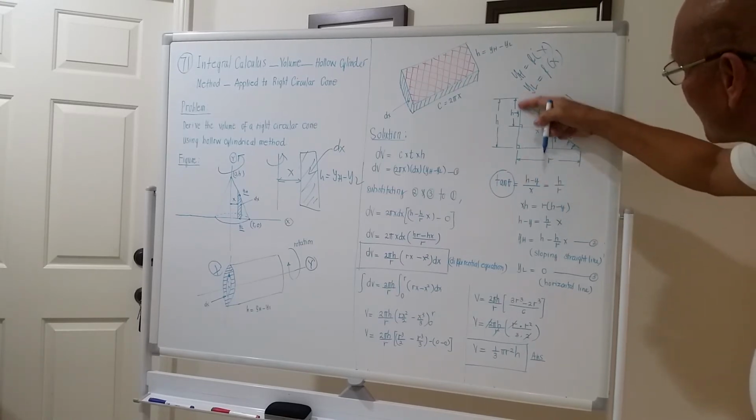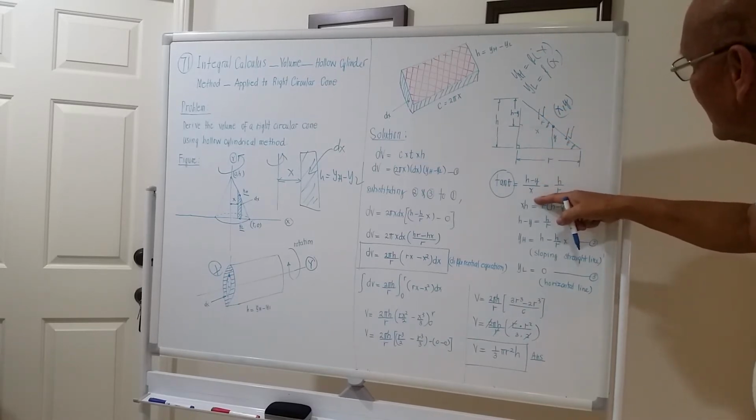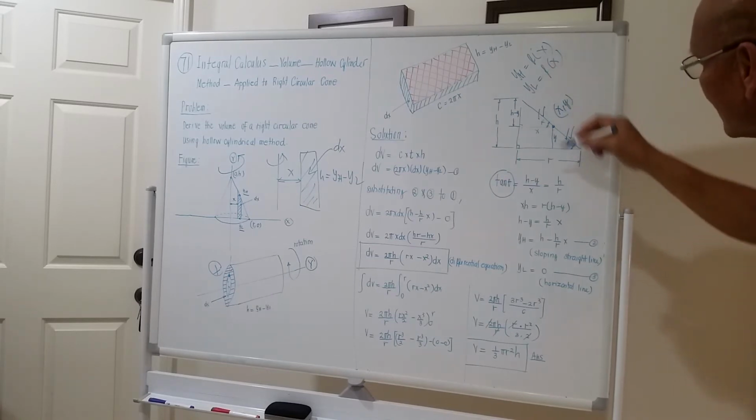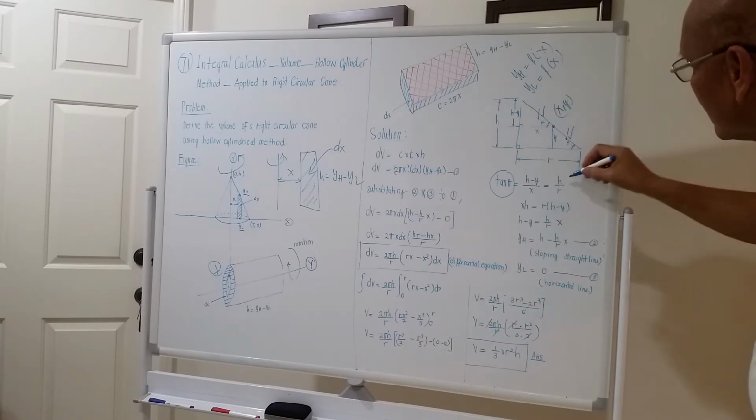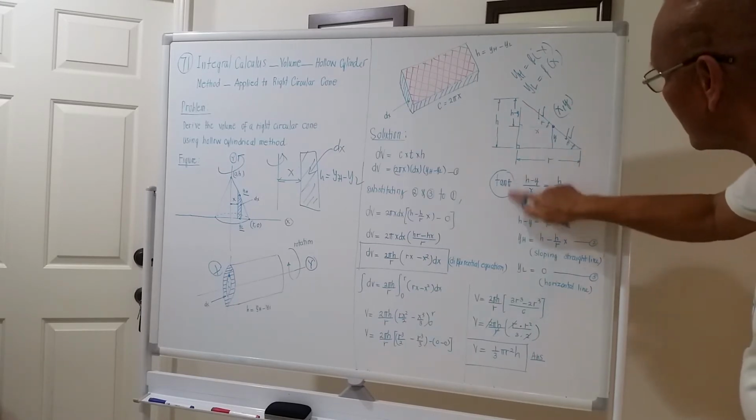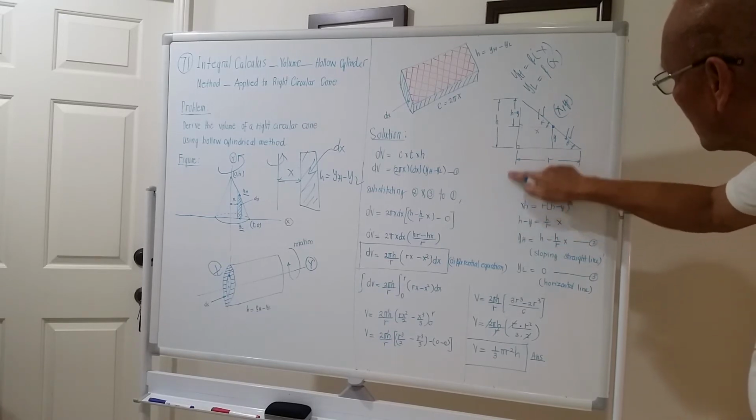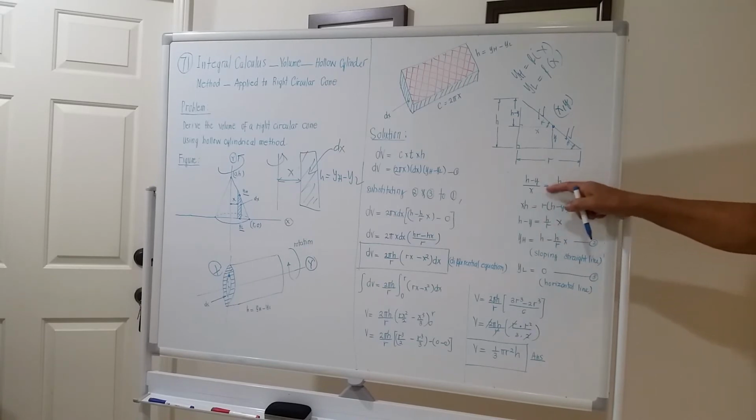Tangent of this is opposite over adjacent. It is h minus y over x. And taking the tangent of the lower theta by using the bigger right triangle, it should be h over r. This is h over r. Now, try to erase this one. What will come out? h minus y over x equals h over r.